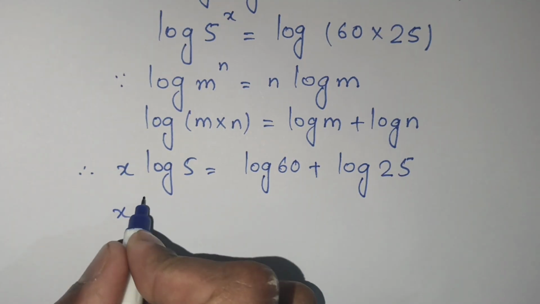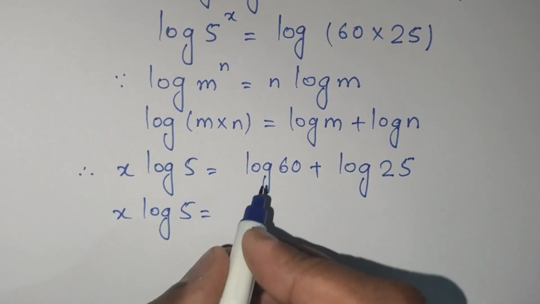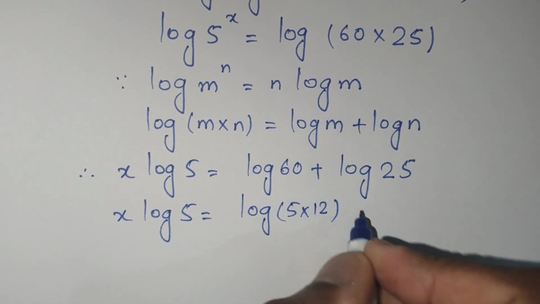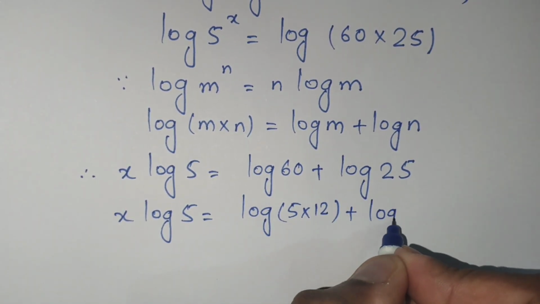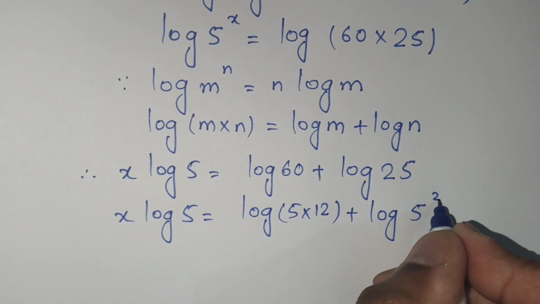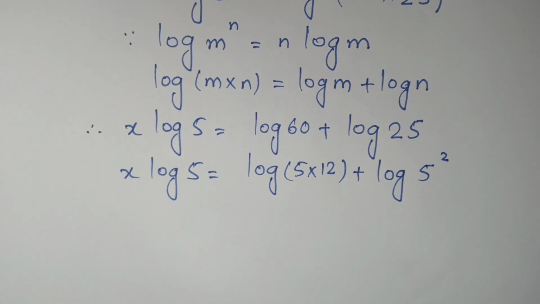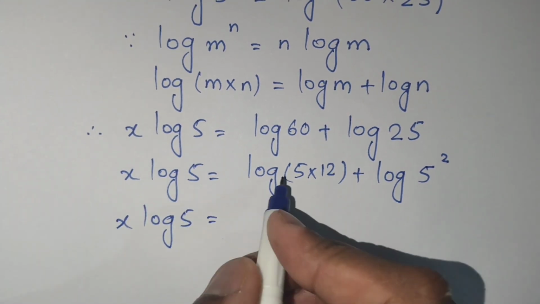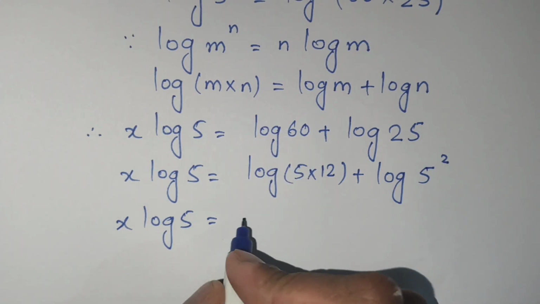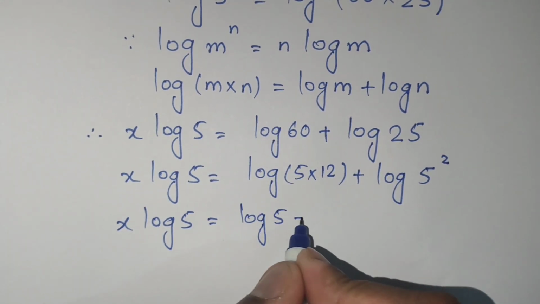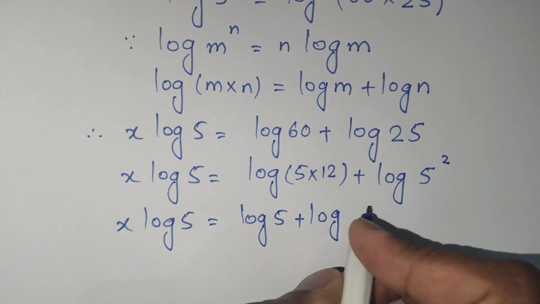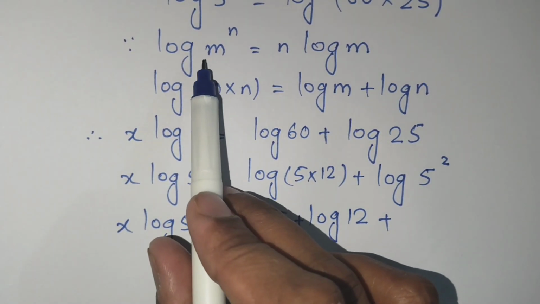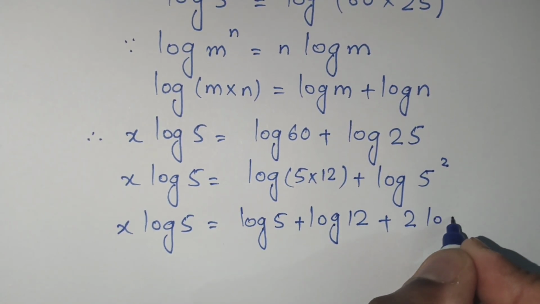Now in the next step we will write x log of 5 equals log of, what is 60? 60 is basically 5 into 12, plus log of 25 is basically 5 square. Now on the right hand side we will use the above formula again. So it will be x log of 5 equals log of 5 plus log of 12 plus, for this it will be 2 times log of 5.